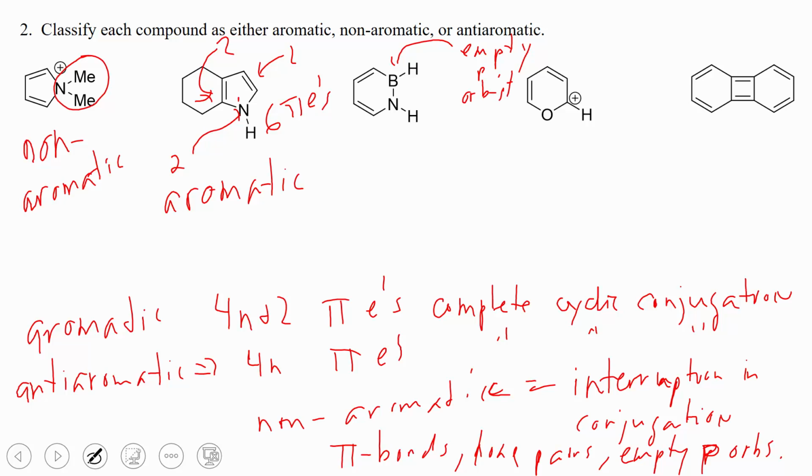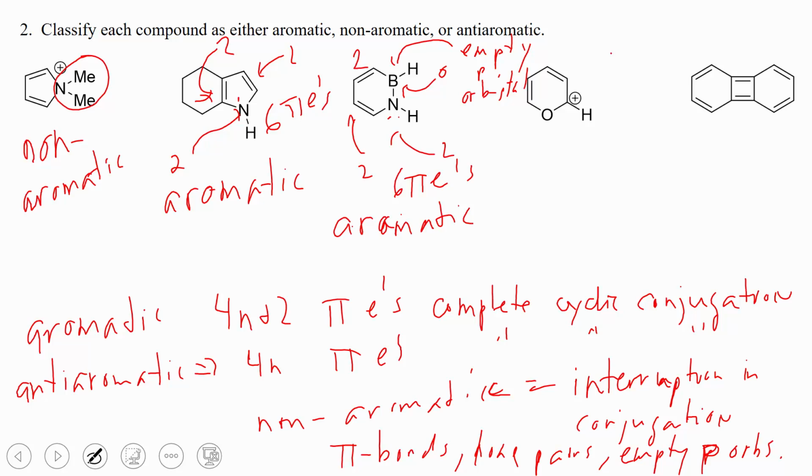Okay, here, boron has an empty p orbital. It's isoelectronic with a carbocation. Nitrogen will have a lone pair. Okay, so we do have complete cyclic conjugation. We've got a p orbital at every atom in a cyclic arrangement here. Okay, we have 2 here from that pi bond, 2 here, 0 there, and 2 here, so we have 6 pi electrons. And we're going to call this one also aromatic.